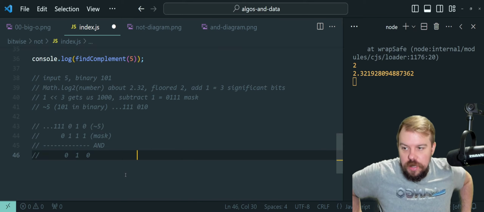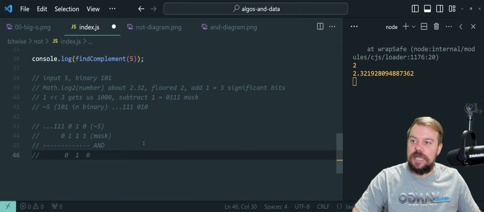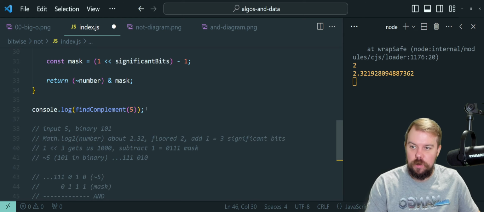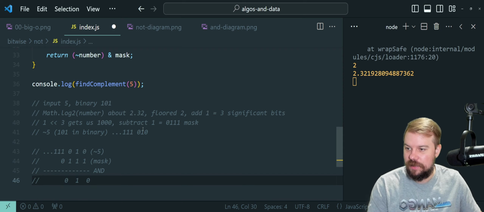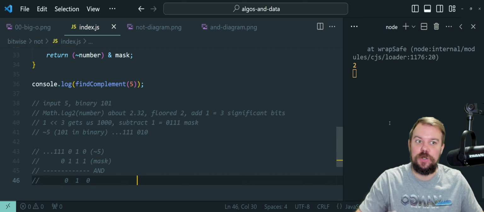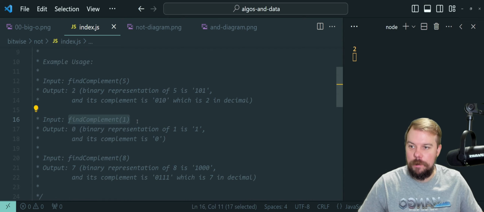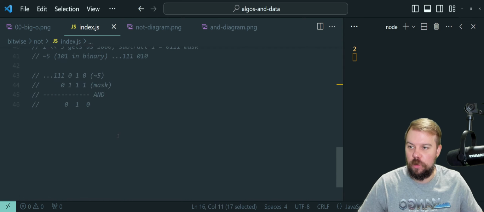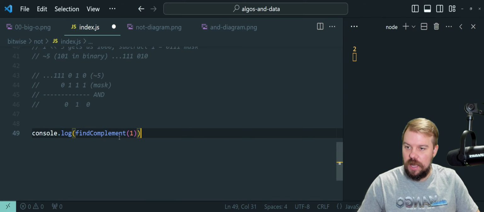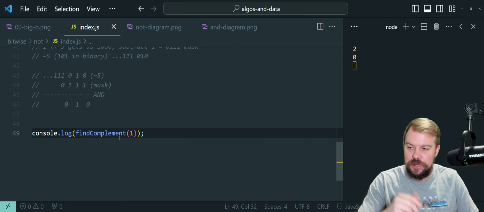So, continuing on, let's go ahead and see if this correctly works. Oh, because I forgot to save. There we go. Yeah, it's 2 is what we're looking at right there. So, let's see if this works for find complement of 1. This will be a bit more straightforward. If I find complement of 1, we get 0, which is the correct answer.